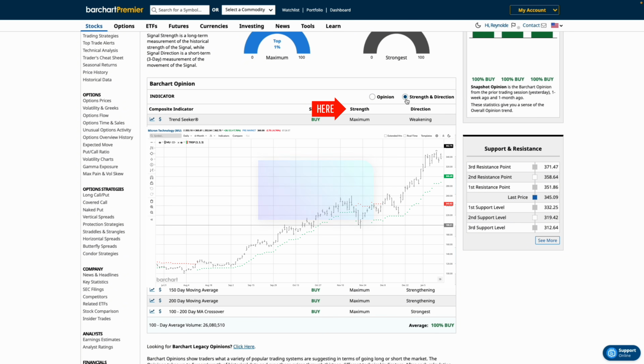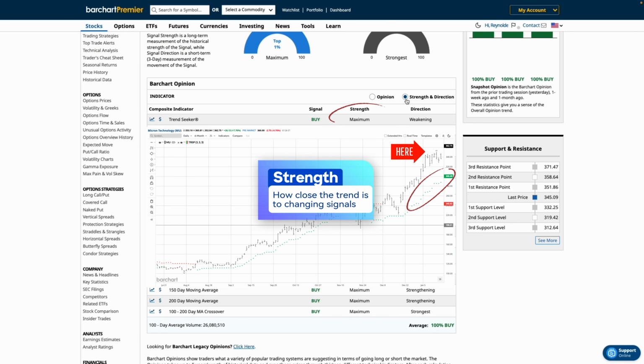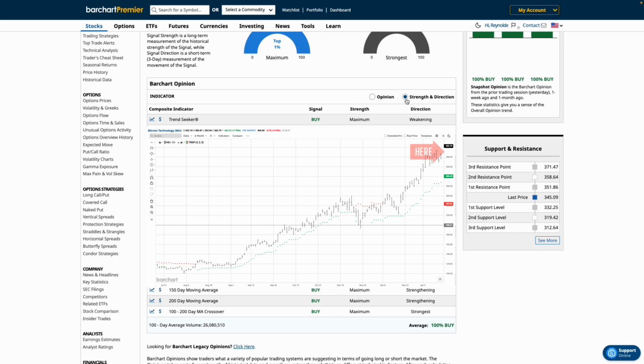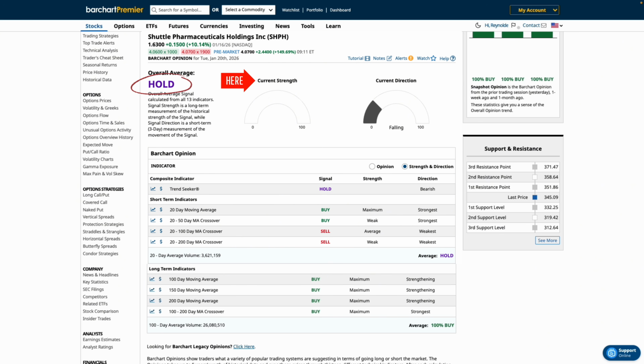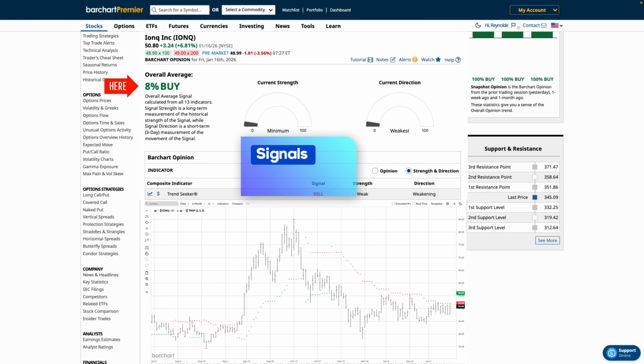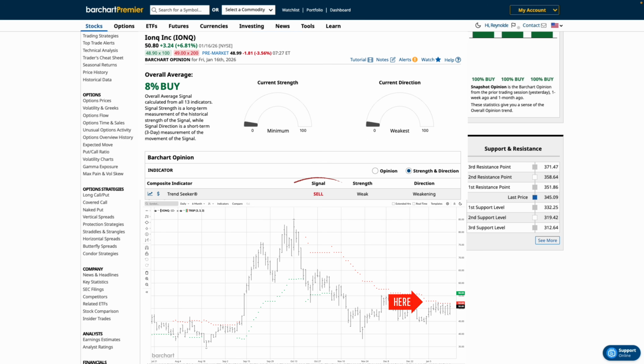Strength tells us how close the trend is to changing from a buy to a sell, or from a sell to a buy. Strength does not apply to hold signals. When a signal has just changed, strength always starts as weak. As the trend continues, that strength builds. And when strength begins to fade, it can be an early sign that the trend may be losing momentum.